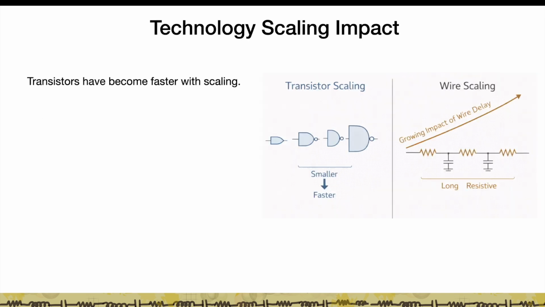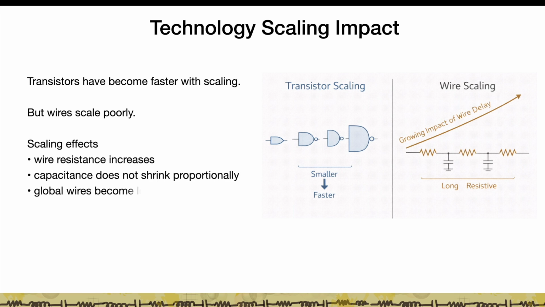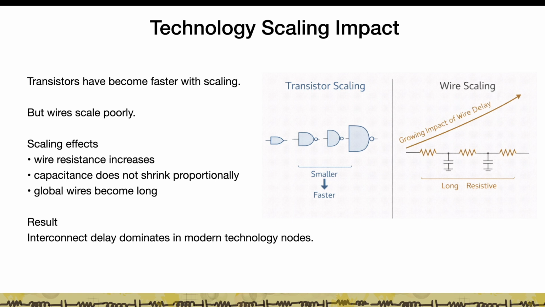Here's where the historical context becomes important. For decades, Moore's law gave us faster transistors with every process generation: smaller devices, lower capacitance, higher switching speed. Transistor delay fell reliably, but wires don't follow the same physics. As process nodes shrink, wires get thinner, and thinner wires have higher resistance per unit length. The capacitance between tightly packed wires also doesn't shrink as gracefully. And crucially, the chip die size doesn't shrink at the same rate as the features. So global wires spanning the chip can actually get longer in relative terms.